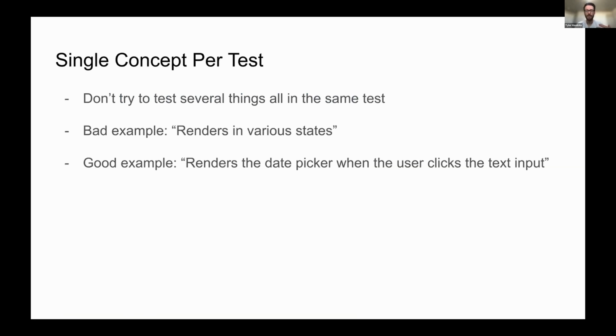For example, maybe you have a test that says it renders in various states. That's very vague. It doesn't really tell you specifically what you're trying to test here. Maybe you've rendered a specific component in differing states, and you're trying to test those all together. That's not a great test. As a good example, you could say it renders the date picker when the user clicks the text input. That's a very specific test. It's very specific in what you are actually testing, and we're only looking at a single text input, a single concept.